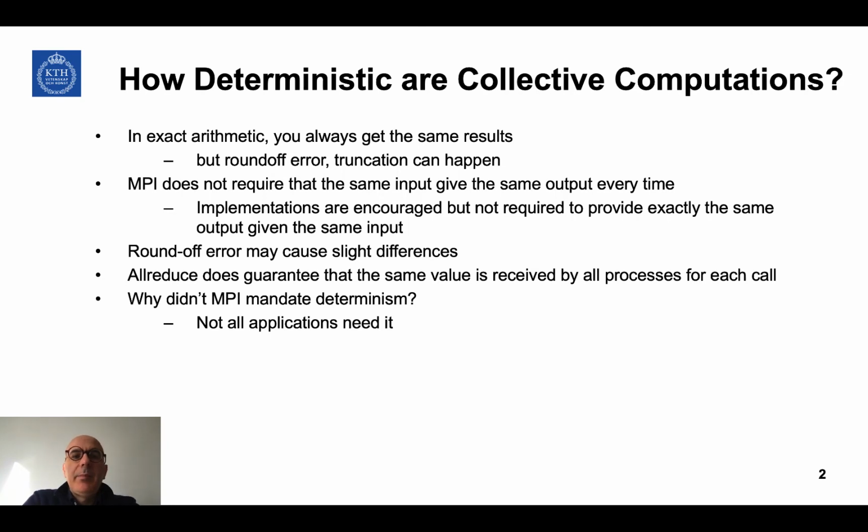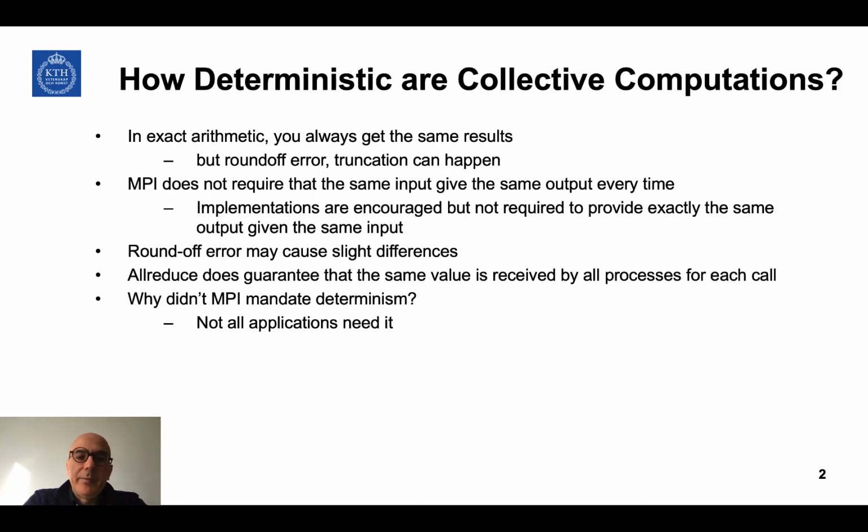Well, in exact arithmetic, we always get the same results, right? But when we use a computer and finite precision, we do have round-off error and truncation error. So MPI does not require that the same input always gives the same output every time. Deterministic computation and reproducibility is not part of MPI. Of course, implementations are encouraged, but not required, to provide exactly the same output given the same input, right?